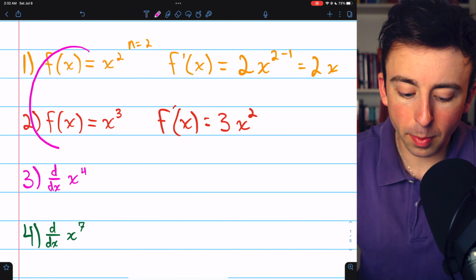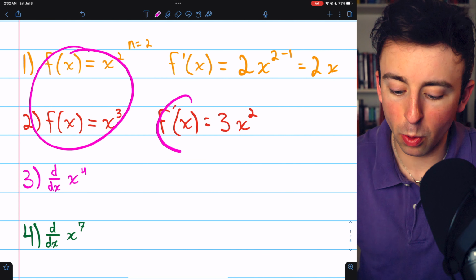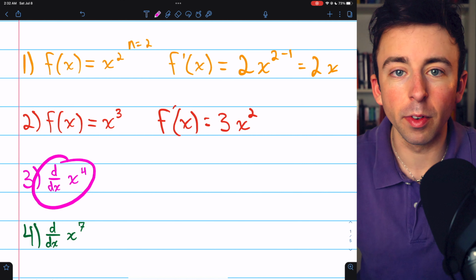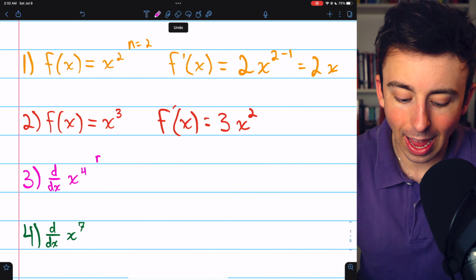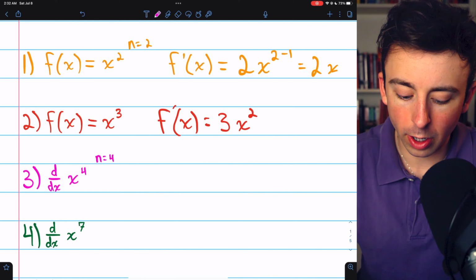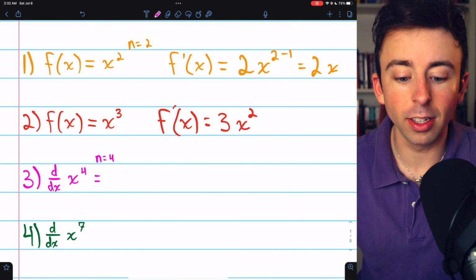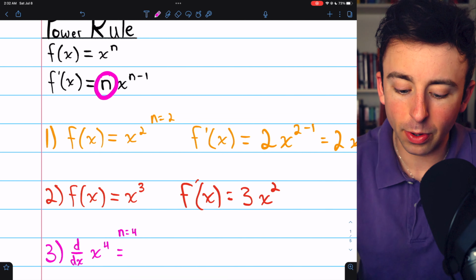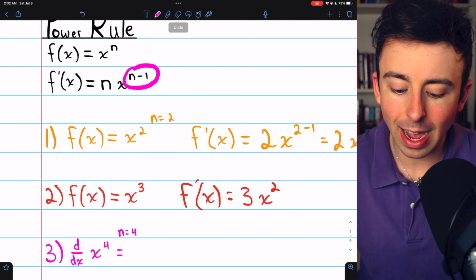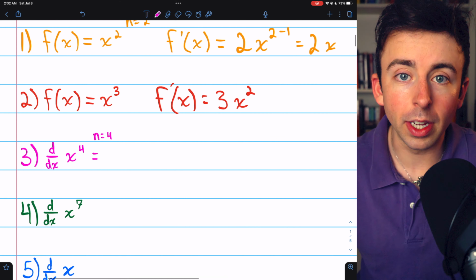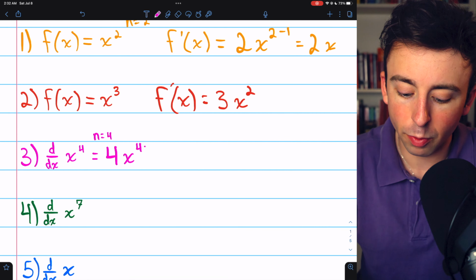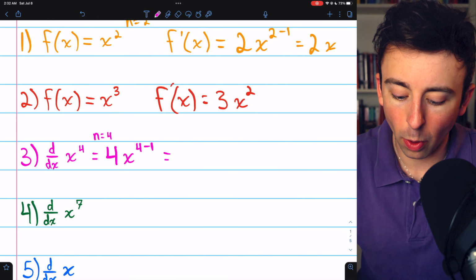In the first two problems, we were given a function f and we wrote the derivative f prime. In problem 3, we're just asked to find the derivative of x to the 4. In this case, n, the exponent, equals 4. So what's the derivative of x to the 4? Well, by the power rule, we need to bring that exponent down as a factor and then reduce the exponent by 1. So the derivative of x to the 4 is 4 times x to the power of 4 minus 1. Of course, that's just 4x to the power of 3.